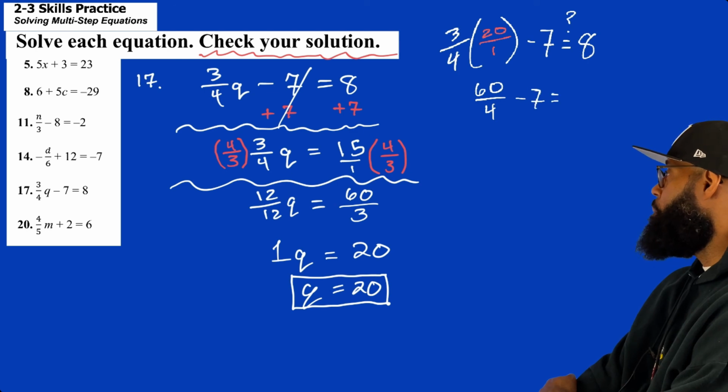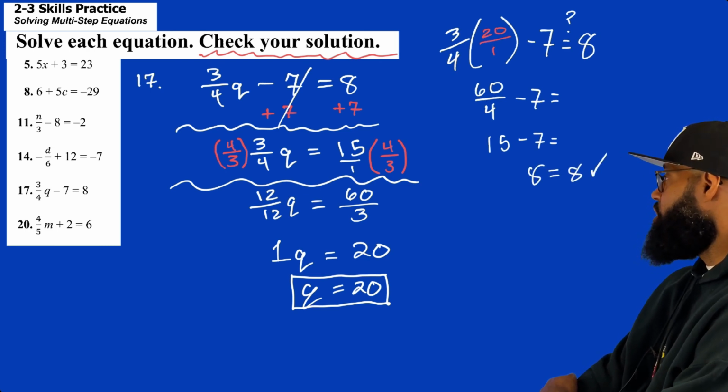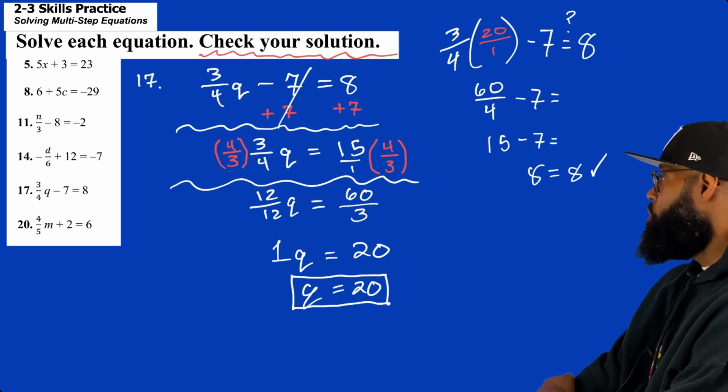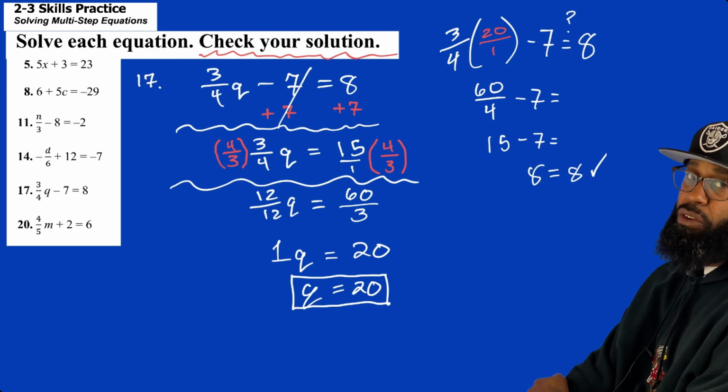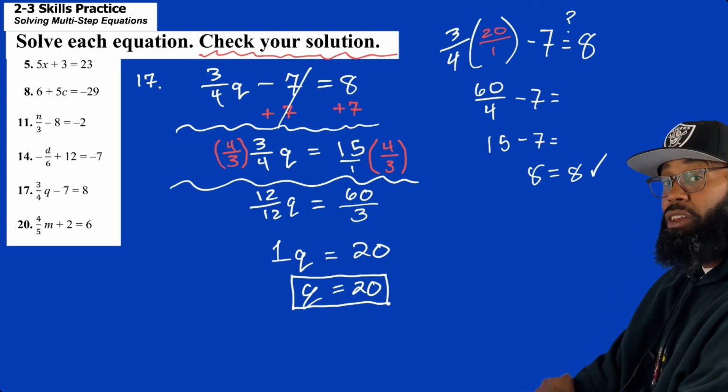So top times top, 3 times 20, bottom times bottom, 4 times 1. 60/4, 60 divided by 4 minus 7. 60 divided by 4 is 15. 15 minus 7 is 8. So yes, 8 equals 8. And I'm feeling good. So 20 is the exact same thing, guys. Again, this is where I tell you should go ahead and get a quick pause on your own and see if you can get it before I do it.